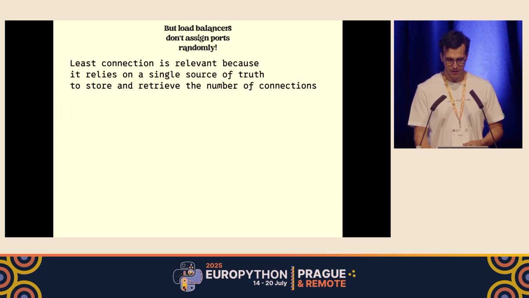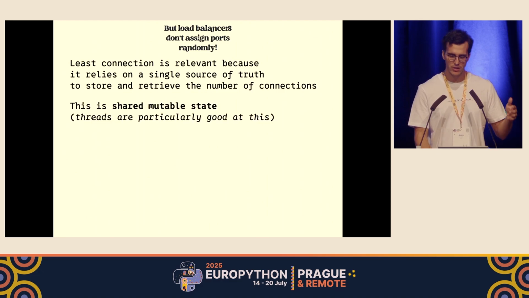The good thing about doing this is that it relies on a single source of truth: the number of connections has to be a global variable that is shared by all the connections in the load balancer. And why is that important for threads? Well, because this is shared mutable state, which is something that threads are really, really good at.